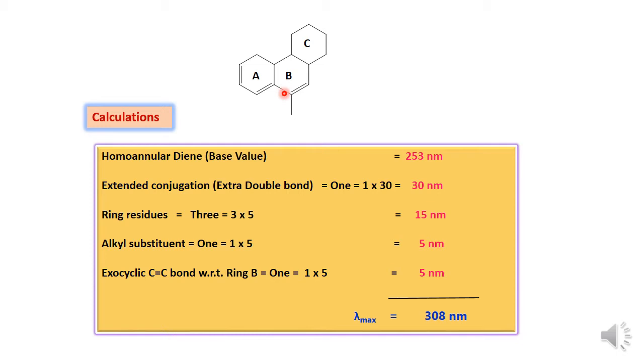So we have to choose between the homoannular diene and heteroannular diene. Whenever such a condition is there, that is both homoannular diene as well as heteroannular diene are present, then we have to go for homoannular diene. We have to choose the base value of the homoannular diene. This is the largest value, and therefore we have to choose 253 nanometer for homoannular diene. So our base value for this compound is 253 nanometer.